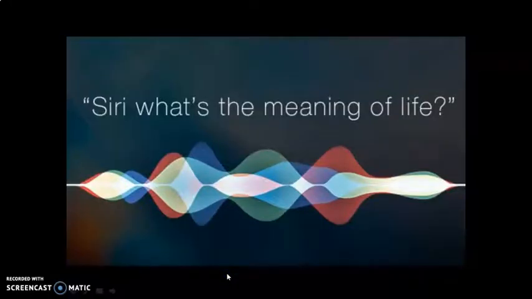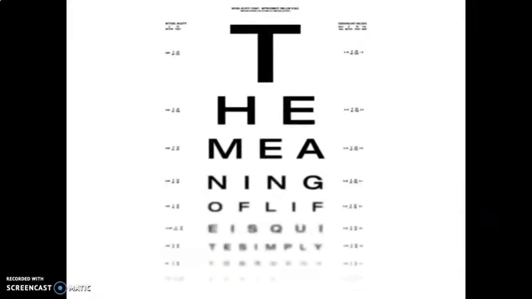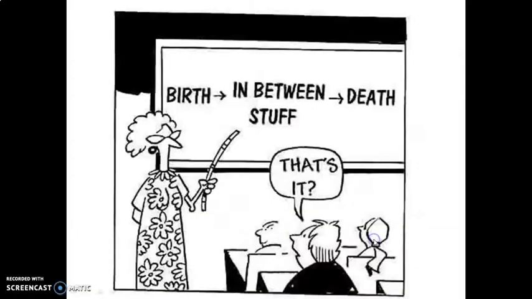Great. Now, what if you ask Siri, what is the meaning of life? We're getting pretty philosophical here. Let's check. Do we have an answer for this? The meaning of life is quite simply, and then it gets too blurry. We've got to get our eyes checked, because if our eyes were pretty good, we would have known the meaning of life right here. Well, here's the meaning of life: birth, all the stuff in between, and death. Pretty simple.